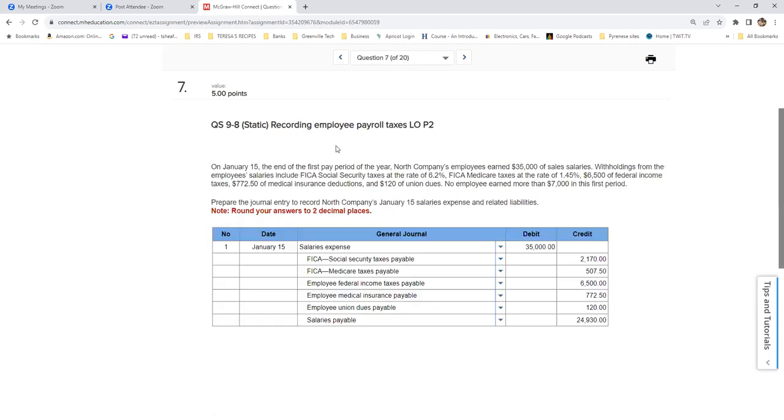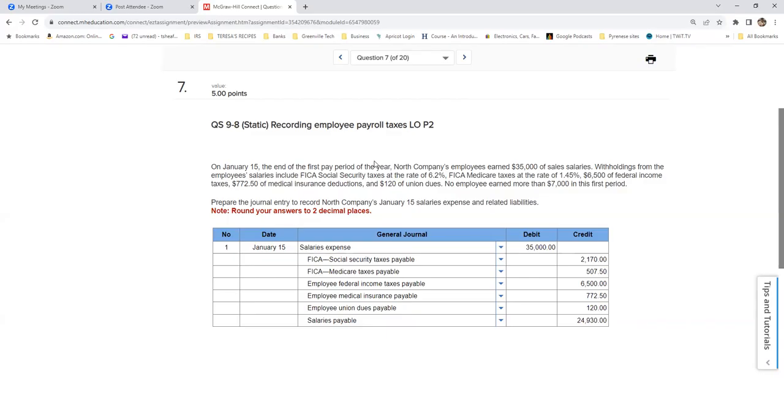Next, we're going to have to do journal entries. In this example, North Company's employees earn $35,000 in sales salary, and it gives us the withholdings of 6.2% and 1.45%. We know now you have to multiply the salary expense times those rates to come up with your two different FICA expenses. And then we have $6,500 of federal income taxes withheld, $772.50 of medical insurance, and $120 of dues.